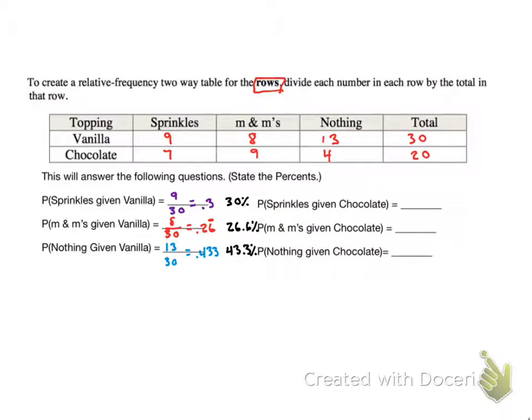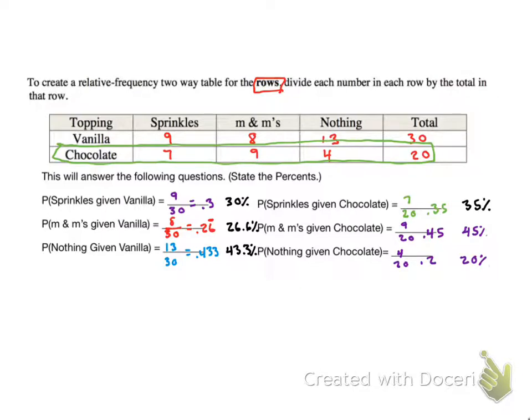Okay, and I'm going to go through these ones pretty quick. Sprinkles given chocolate. So this time we're just looking at chocolate. So given chocolate, that's 20. How many of them like sprinkles? That's 7. So 7 out of 20 gives us 0.35 or 35%. Given chocolate again, M&M's, that's 9. 9 out of 20. 9 divided by 20 is 0.45, which is 45%. And then nothing in chocolate, that's 4 out of 20. That is 0.2, and that is 20%.